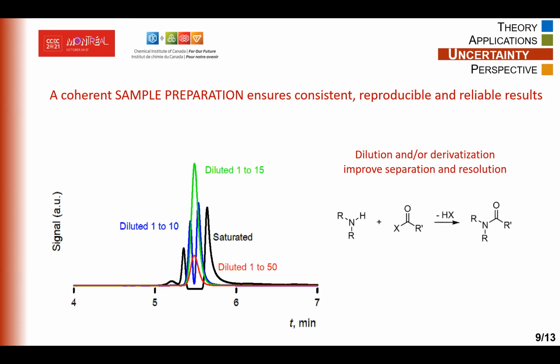Another example of sample preparation is derivatization. This is an example of an acylation of an amine, which makes the amine more thermally stable, and it also increases the sensitivity of some detectors.